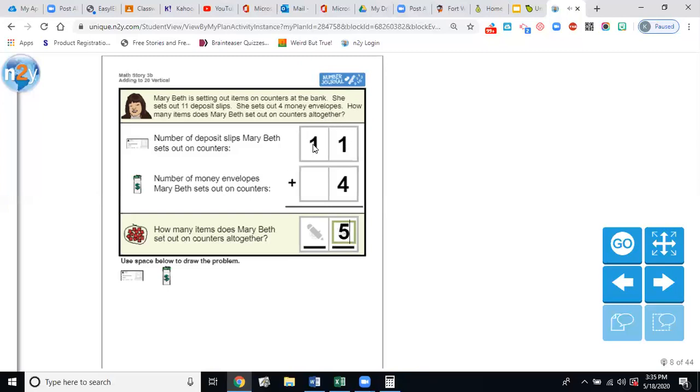Now let's go work the left side of the problem. 1 plus 0 is 1. And here's our answer, 15. 11 plus 4 equals 15.